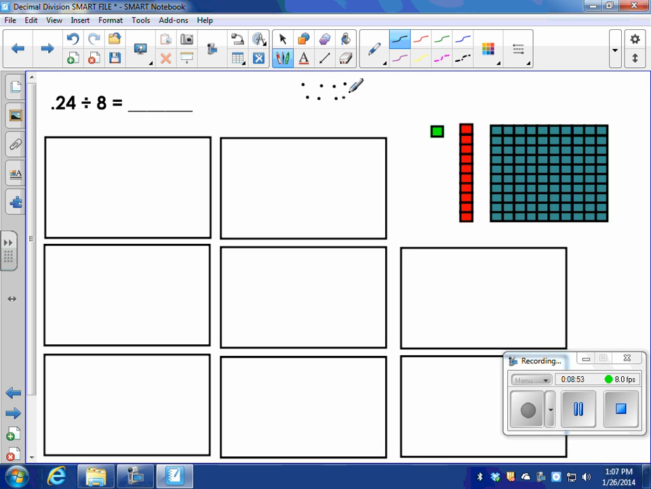1, 2, 3, 4, 5, 6, 7, 8, 9, 10, 11, 12, 13, 14, 15, 16, 17, 18, 19, 20. So now I have 24 hundredths, and I know that I can divide 24 into 8. If I take 24 and I divide it by 8, I get 3. So I know that I can put 3 hundredths in each group.